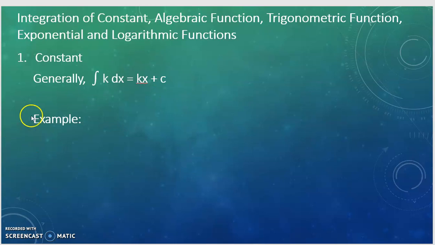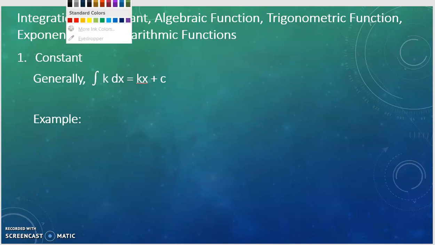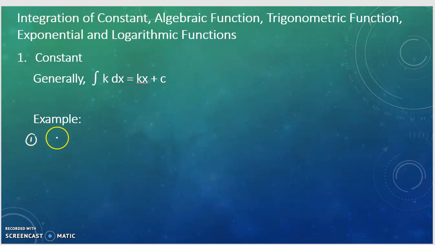Let's look at the first example. Integrate 1 with respect to x. Here the number 1 will multiply by x, so we have 1x plus c, or we can write it as x plus c, since 1 times x is x. Let's move on to the second example: integrate 2 with respect to x. Again the number 2 will multiply by x, so here is 2x plus c. This is only for the constant.